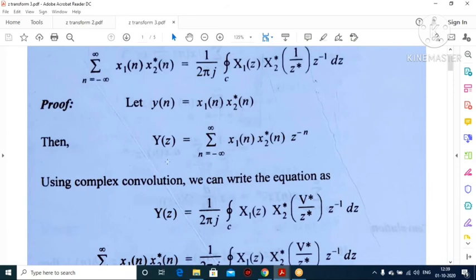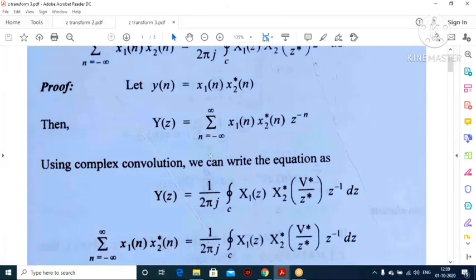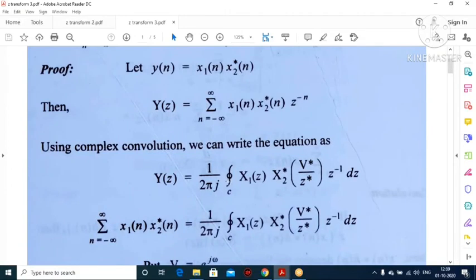Right? Now using the complex convolution property here. So complex convolution is y of z equal to 1 by 2 pi j contour integral of x1 of z x2 star of, okay, so here you take 1 by z star, but instead of that you take v star, because this is complex convolution. So capital V, so v star by z star into z inverse dz. Okay, this is complex convolution.